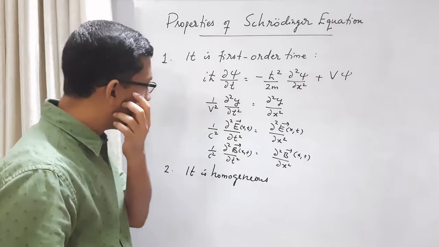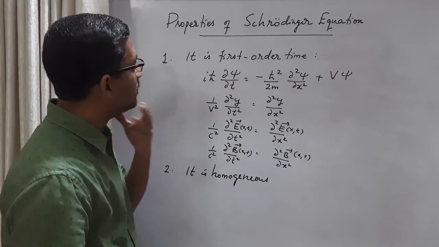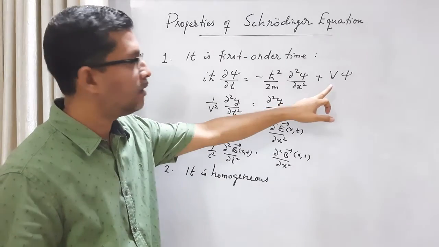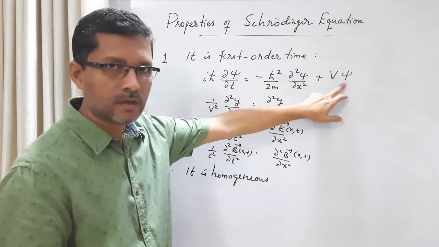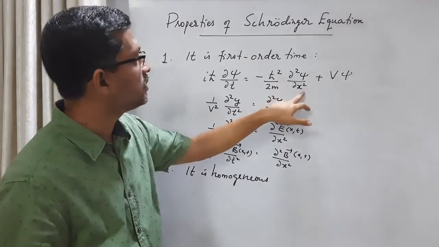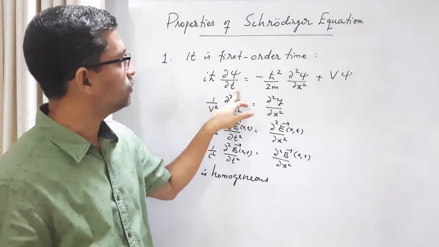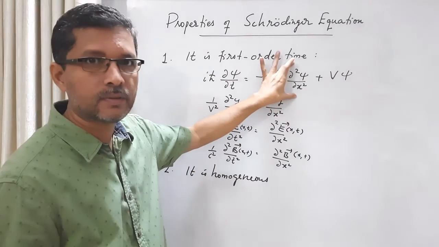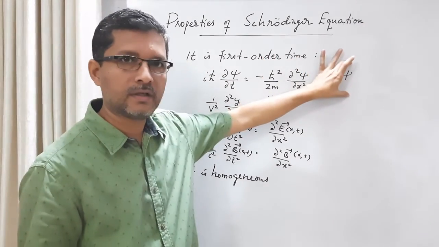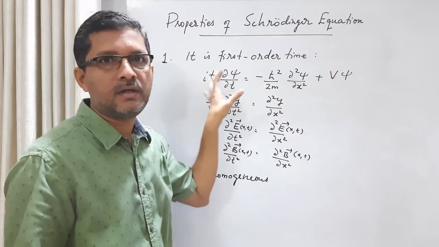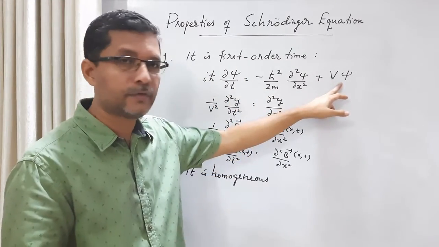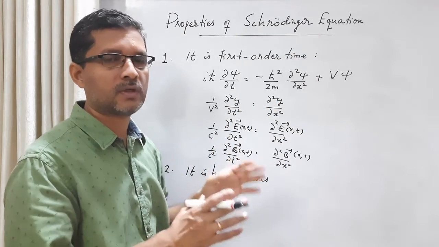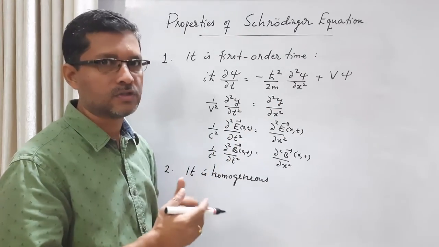What does it mean to be homogeneous? It means that in the Schrodinger equation, all the terms contain either the unknown wave function psi or its derivative. So you have the first derivative in time here, dou psi by dou t. You have the second derivative in position here, and the wave function here. So every term contains at least either the wave function or its derivative. There is no term independent of psi. That's what is meant by homogeneous.